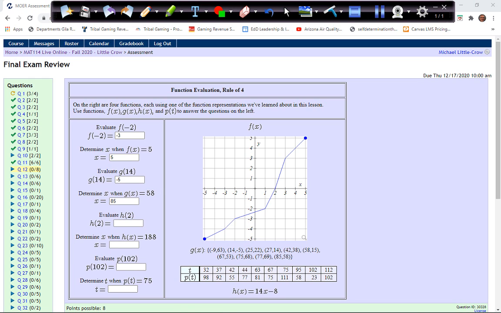Now we're looking for the h function. Oh, where's it? Oh, I missed it. It was down here. There's one more function. So h is down here, and we're given a formula, so we're going to have to plug it in. So evaluate h of 2. That means put the 2 in for the x. So we're going to have 14 times 2 minus 8. That's 28 minus 8, that's going to be 20.